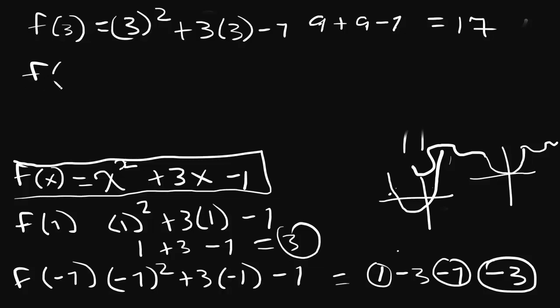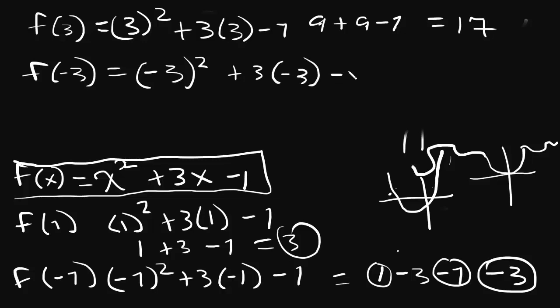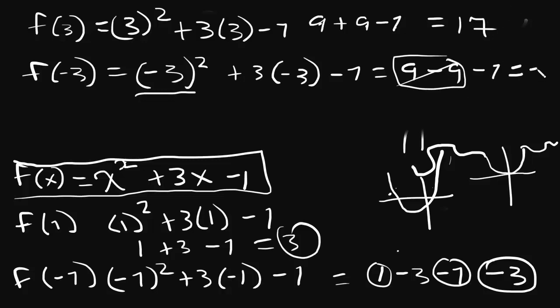Now let's try a negative 3. f at negative 3 would be equal to negative 3 squared plus 3 times negative 3 minus 1. Now negative 3 times negative 3, that's this part, would give us a positive 9. 3 times negative 3 would give us a negative 9, and negative 1 would be a minus 1. So 9 minus 9, those two would cancel each other out. We'd have nothing left but a negative 1. So we'd get here a negative 1.